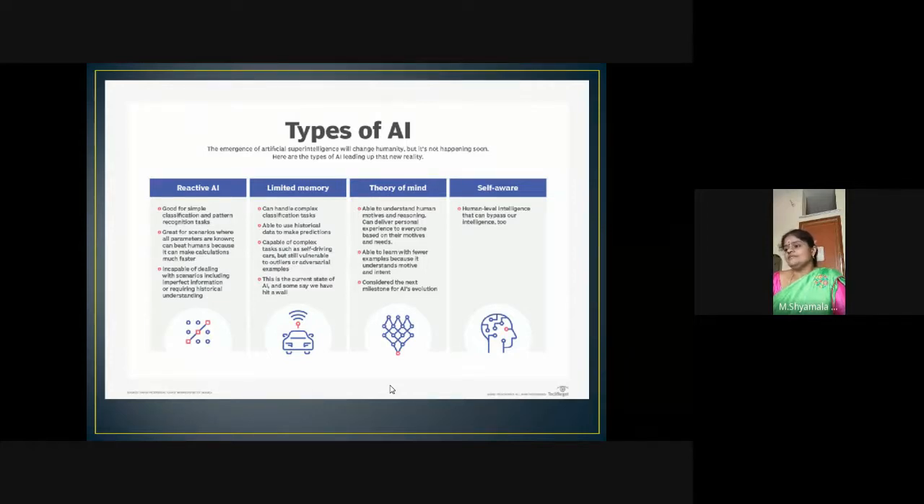Fourth one is self-aware. It is human-level intelligence that can surpass our intelligence too. These are all four categories, the four types of artificial intelligence: reactive artificial intelligence, limited memory, theory of mind, and self-aware.